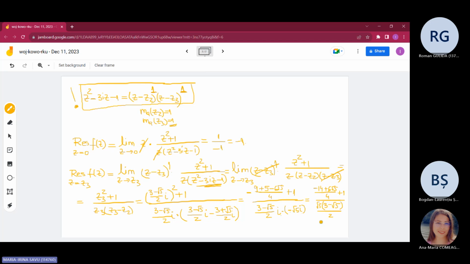Okay, this is a real number. You could make computations here if you want, but I won't do them. But the idea is that you have a real number here.